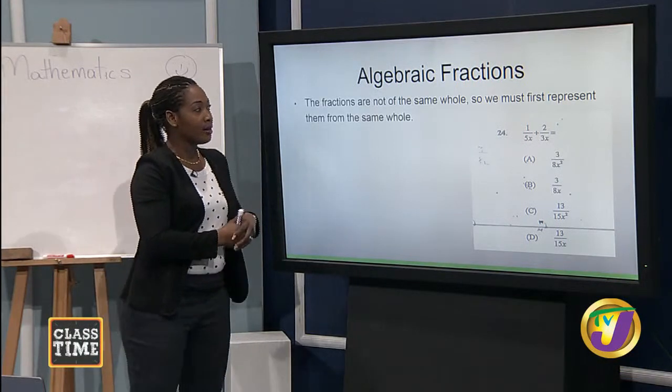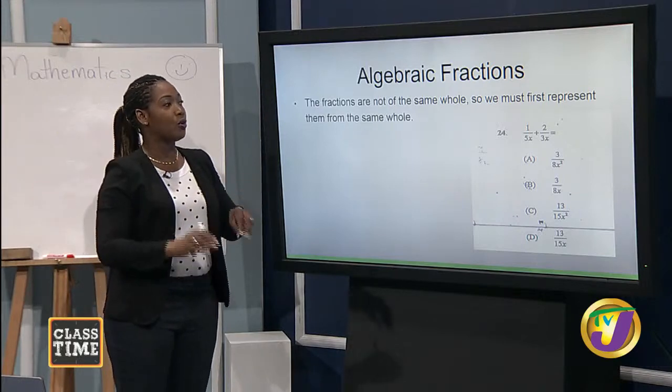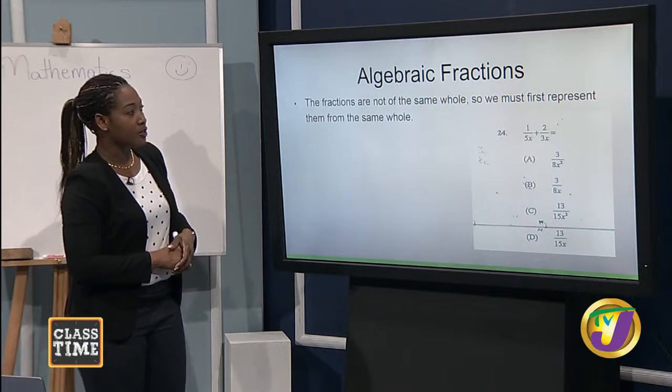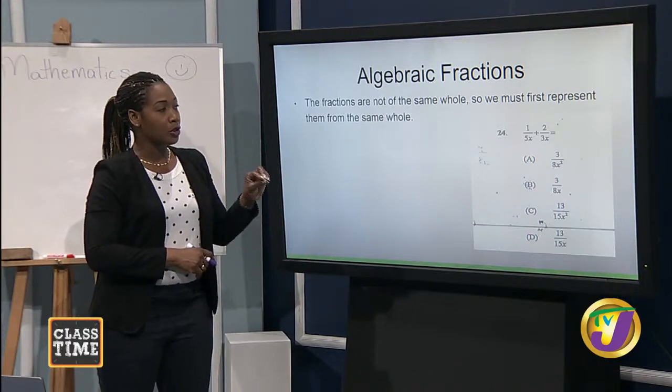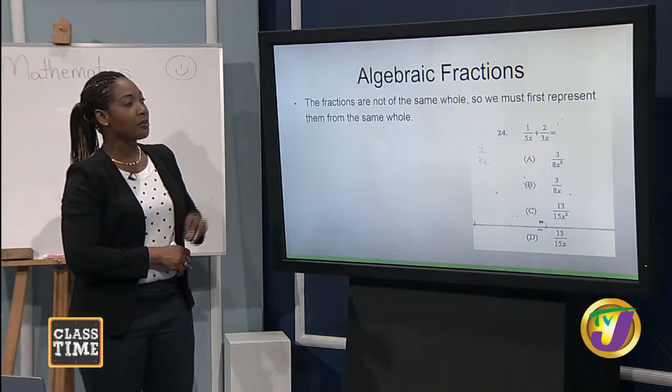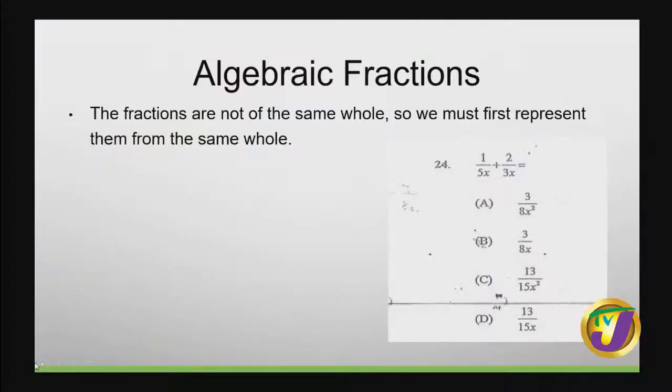So just to note, the fractions are not of the same whole in this particular question. I probably should have looked at the question first. So let's look at it before we even discuss this. So we have 1 all over 5x plus 2 all over 3x, and those are our two fractions. Now the denominator for the first fraction is 5x, the denominator for the second fraction is 3x. Now if you remember working with fractions, the denominator tells you what? Yes, it tells you how the fraction has been divided. So if they're different, even in algebraic terms, it tells you that you can't just operate with them. That's what I was trying to capture here. If the fractions are not of the same whole, we must first represent them from the same whole. So let's look at that.